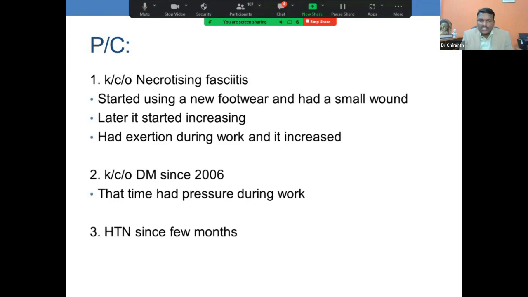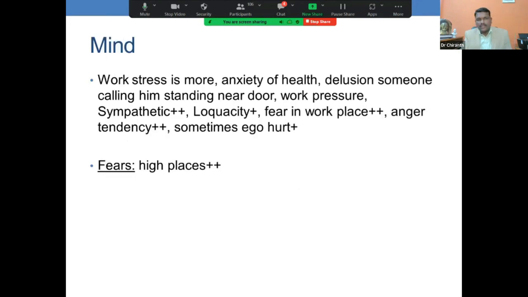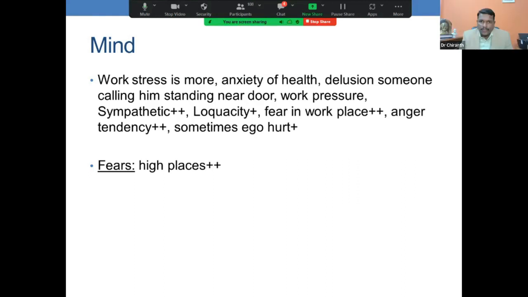Since 2006, he was diabetic. That time he had some pressure during work, and for the past few months he was hypertensive also. And he had history of jaundice, typhoid, fever, and mother was hypertensive, asthmatic, and diabetic. A lot of work stress he had. He had anxiety of health, thinking what would happen for my leg. Should I go for an amputation? And he had a particular delusion where someone is calling him, standing near the door.